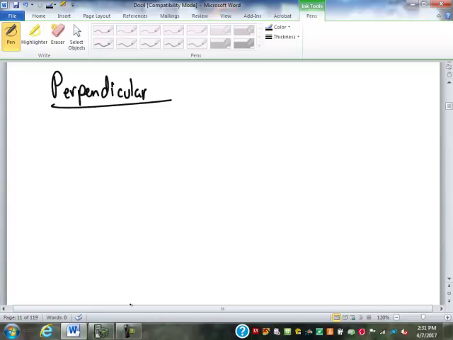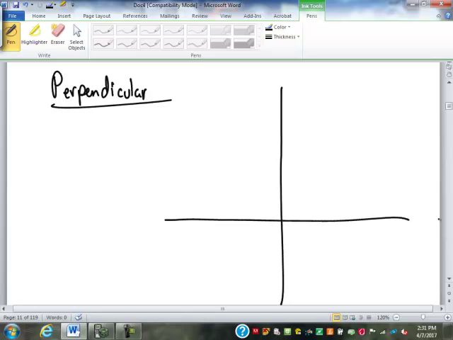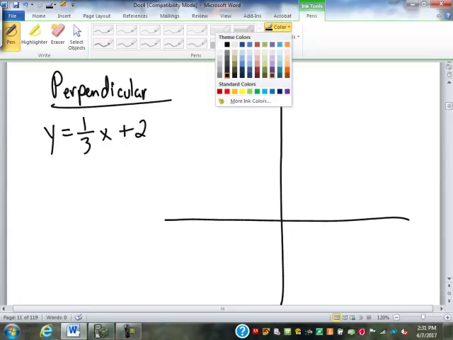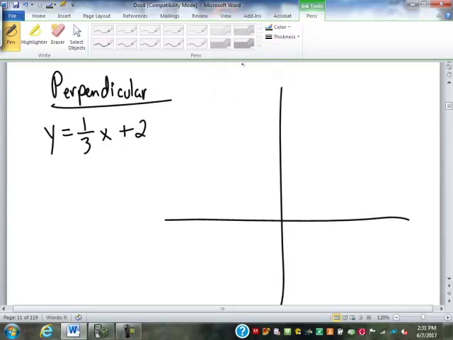Thank you. Okay, so let's look at perpendicular. So we're going to put a line up here. Y equals 1/3 x plus 2. So if I go to graph that, where do I have to start? Positive 2, good. And then from there, we're going to go up 1 over 3. Good. And that's our line.